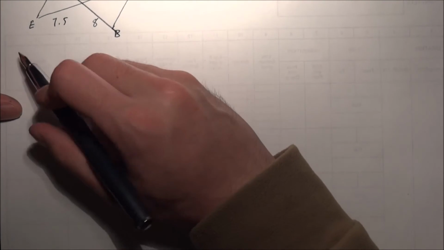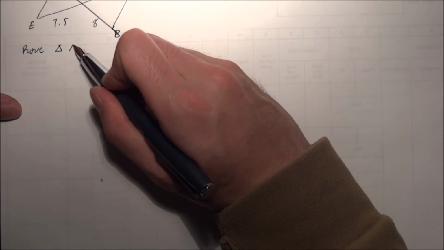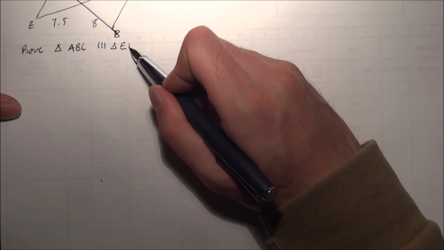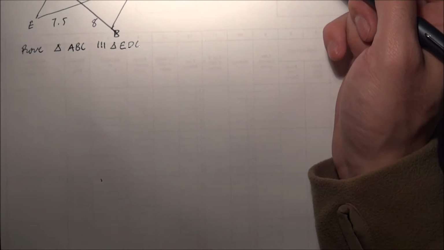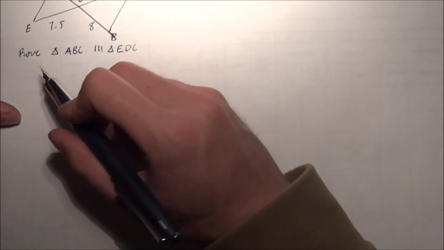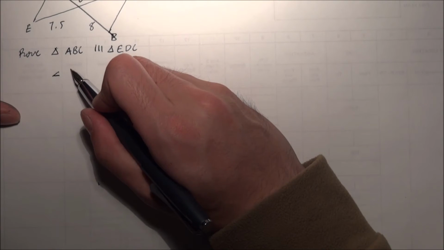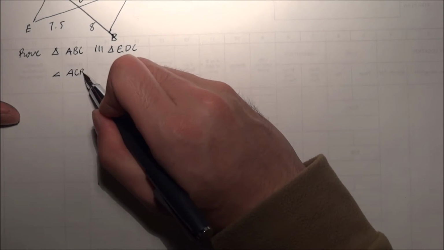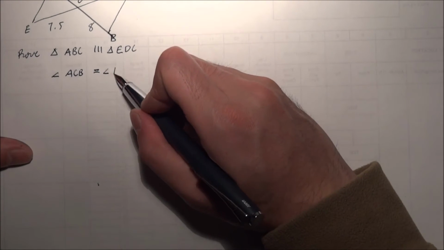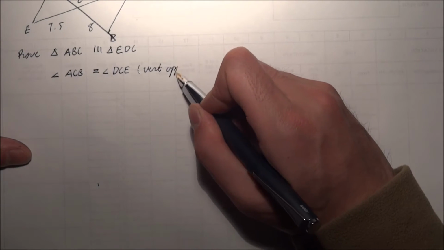We want to prove that triangle ABC is similar to EDC. Of course, once again, if you recall, vertically opposite angles. So first thing, angle ACB has to equal angle DCE because they are vertically opposite angles.